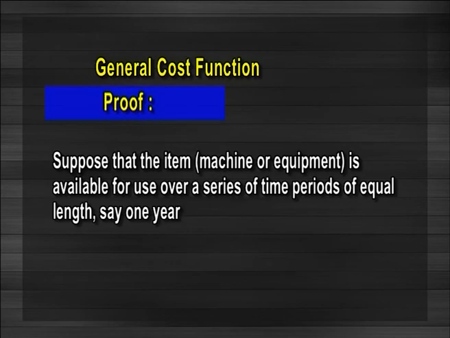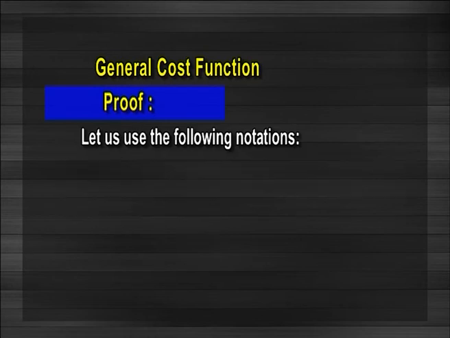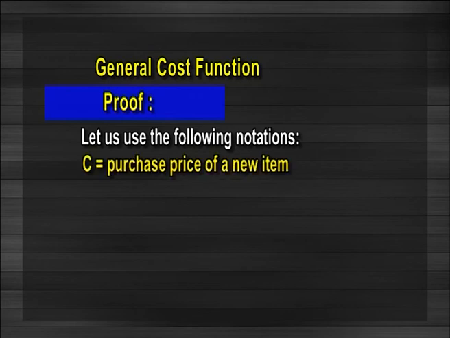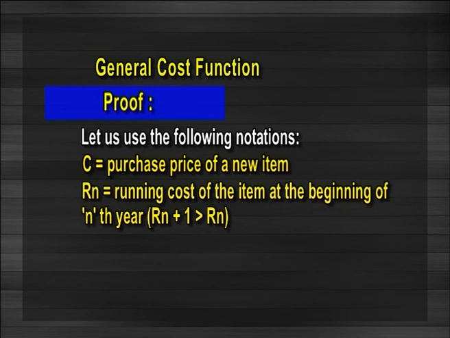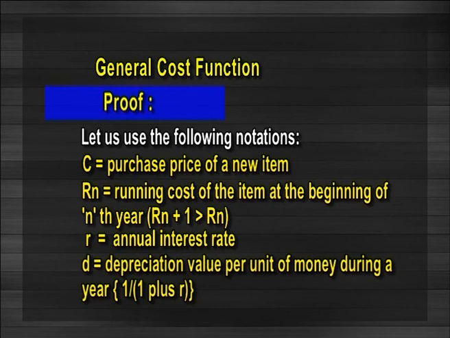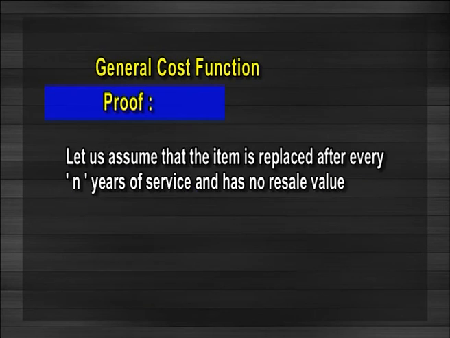Suppose that the item, that is the machine or equipment, is available for use over a series of time periods of equal length, say 1 year. Let us use the following notations. C is the purchase price of a new item. R of n is the running cost of the item at the beginning of nth year. R of n plus 1 is greater than R of n. R is the annual interest rate. D is the depreciation value per unit of money during a year, 1 by 1 plus R. Let us assume that the item is replaced after every n years of service and has no resale value.